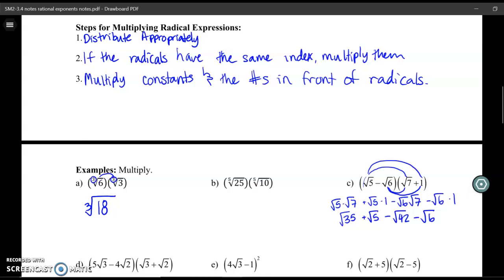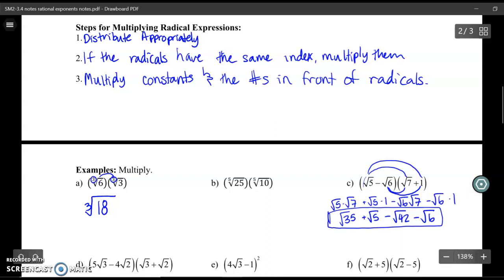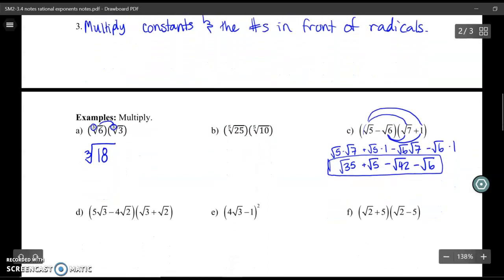Okay. And again, I want to look for like radicals. I don't see any. I could try to simplify the radicals throughout here. I don't think these ones simplify. These ones are not going to be able to be combined at all. So that would be your final answer.